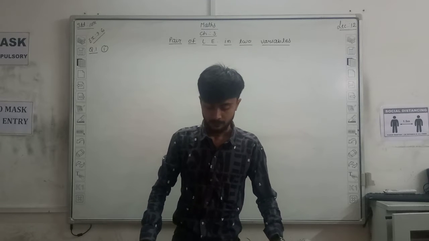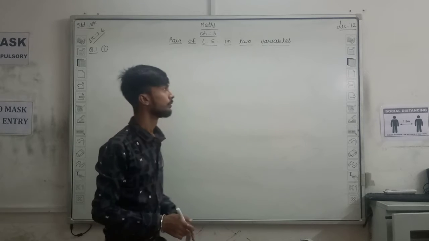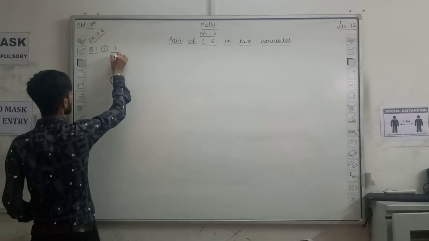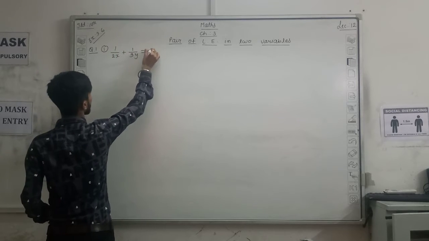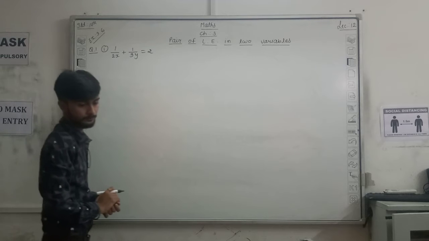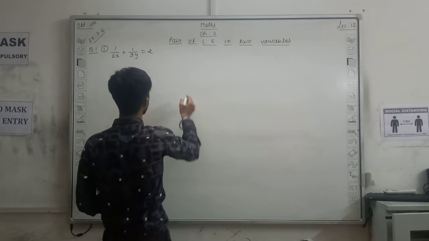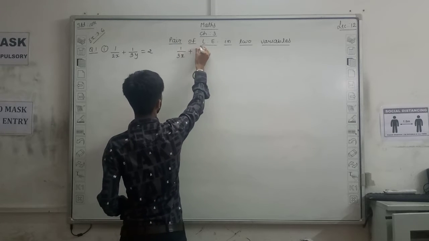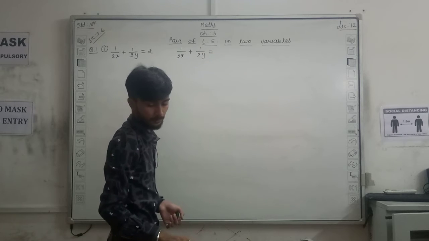So first, 1 upon 2x plus 1 upon 3y equals 2. And the second equation, 1 upon 3x plus 1 upon 2y equals 13 upon 6.